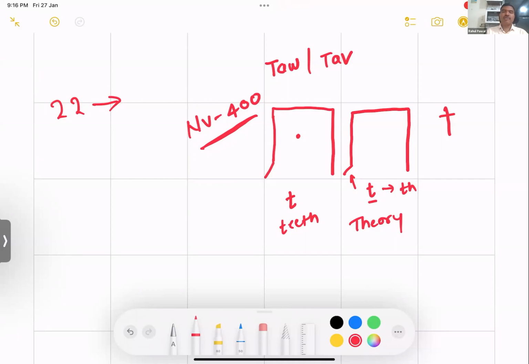Okay, any questions? Otherwise, we'll finish. If no questions, then I will stop screen sharing.